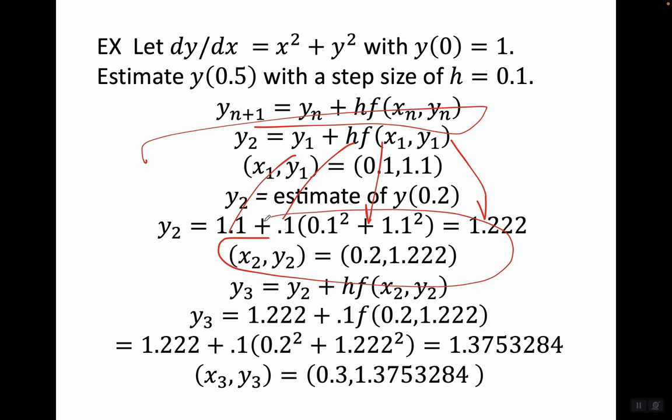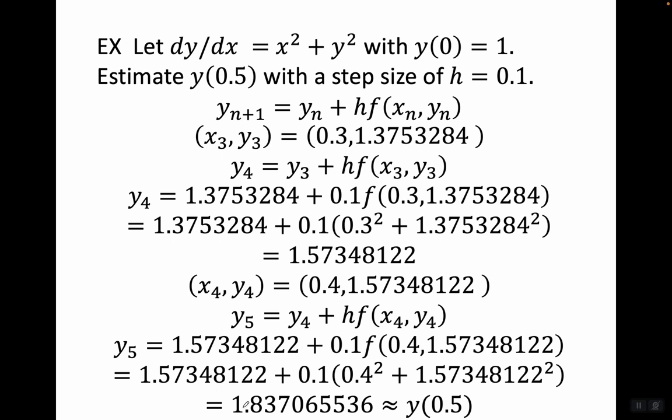y3, we do the same thing. y3 is y2 plus h times f of x2, y2. This is our y2, h is 0.1, and then we just have f of 0.2, 1.222. In other words, 1.222 plus 0.1 times 0.2 squared plus 1.222 squared. And we end up with this as our y coordinate. So that's our estimate for y of 0.3. So here's our x3, y3.